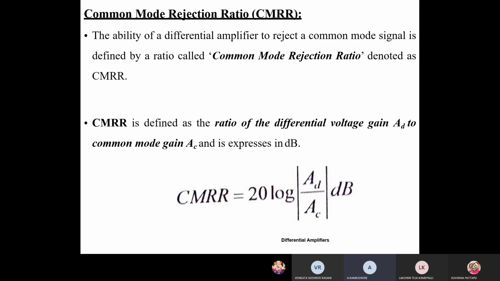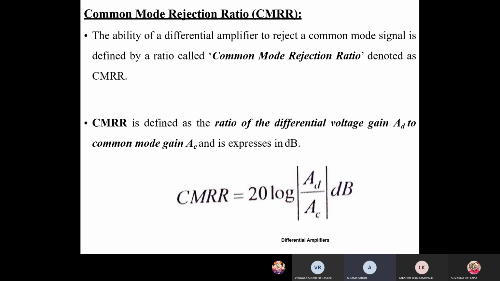CMRR. And the CMRR is defined as the ratio of the differential voltage gain AD to the common mode gain AC, and it is expressed in dB. So the formula in decibels: whenever we measure in decibels, we have to write 20 log of the magnitude of AD by AC. The formula for the common mode rejection ratio of the differential amplifier is the ratio of differential voltage gain to common mode gain. So then we get the CMRR, the common mode rejection ratio.